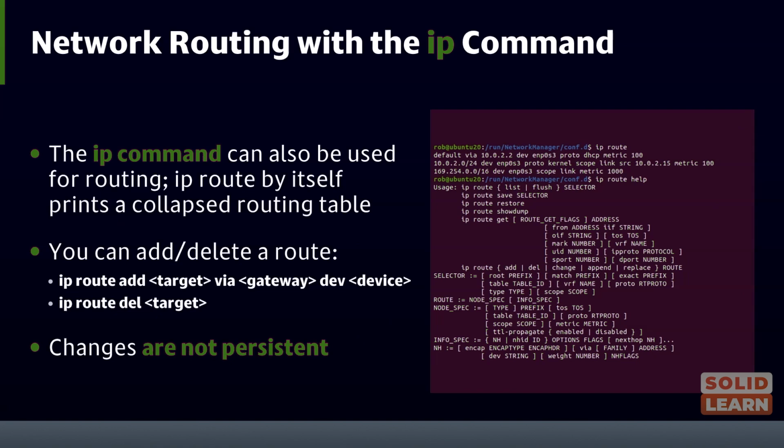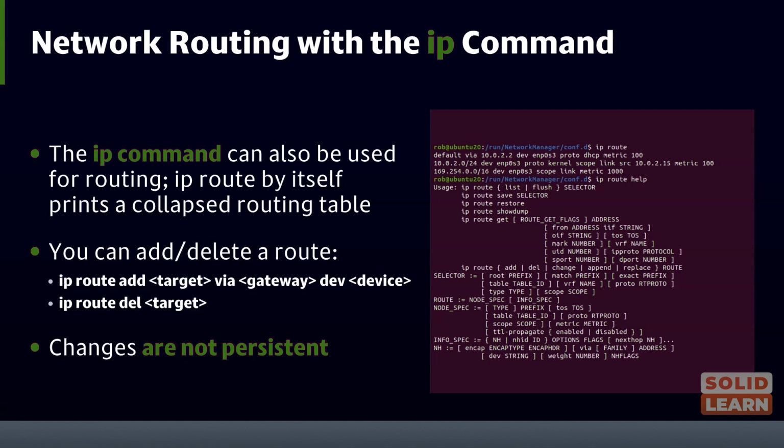Now, you can also do network routing using the ip command. Again, the ip command we talked about previously, very versatile. You'll use it a lot. We can just use ip route by itself to give us a collapsed routing table. You can add or delete a route by using ip route add, target, via gateway, dev interface. And then we can delete one even more simply. We can just do ip route delete and specify the target.